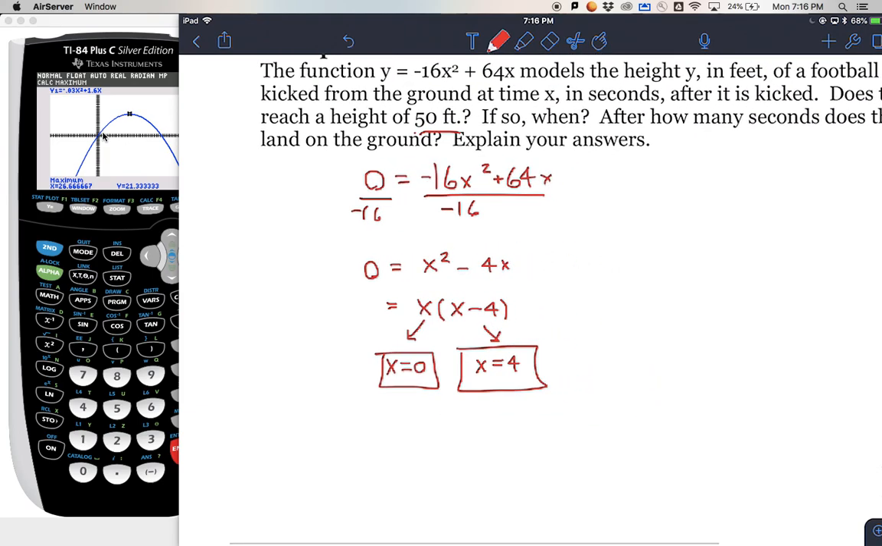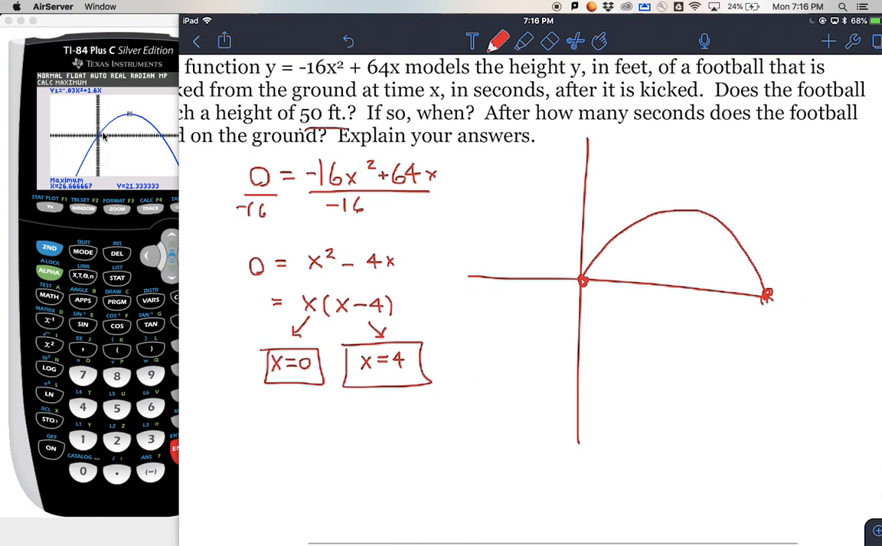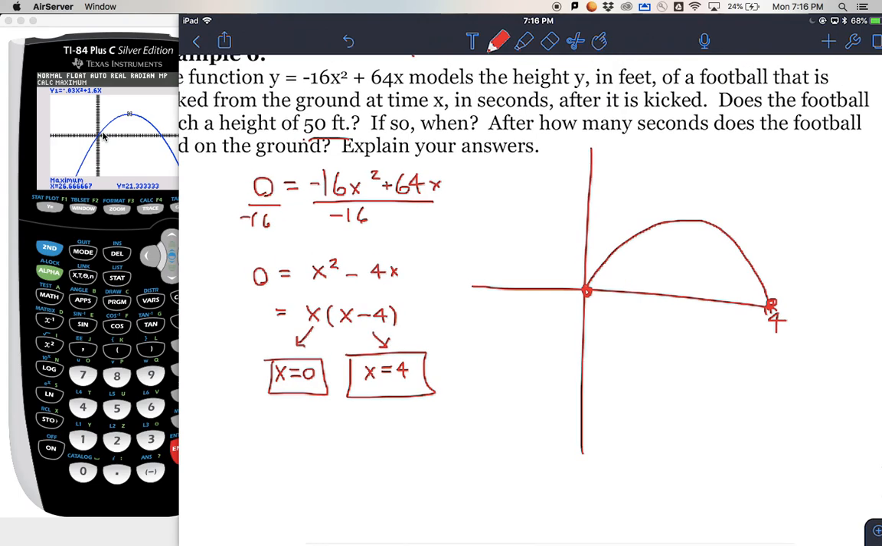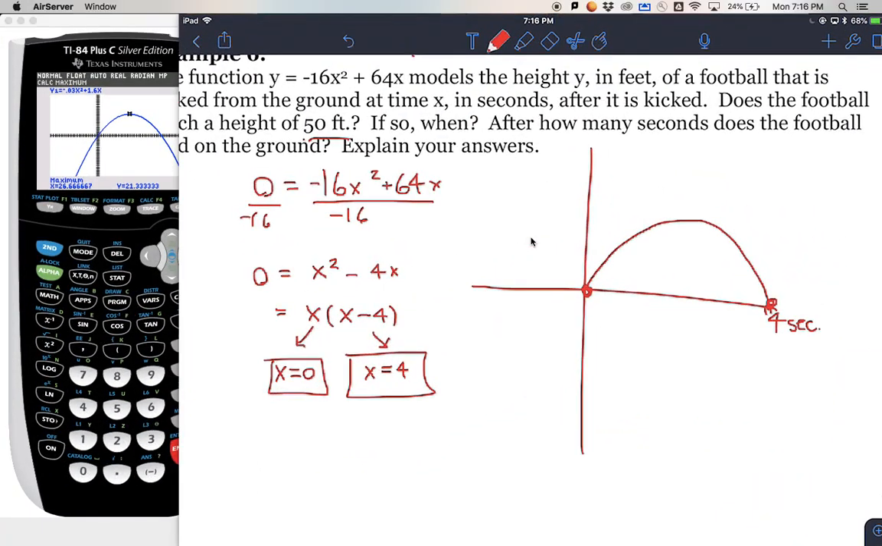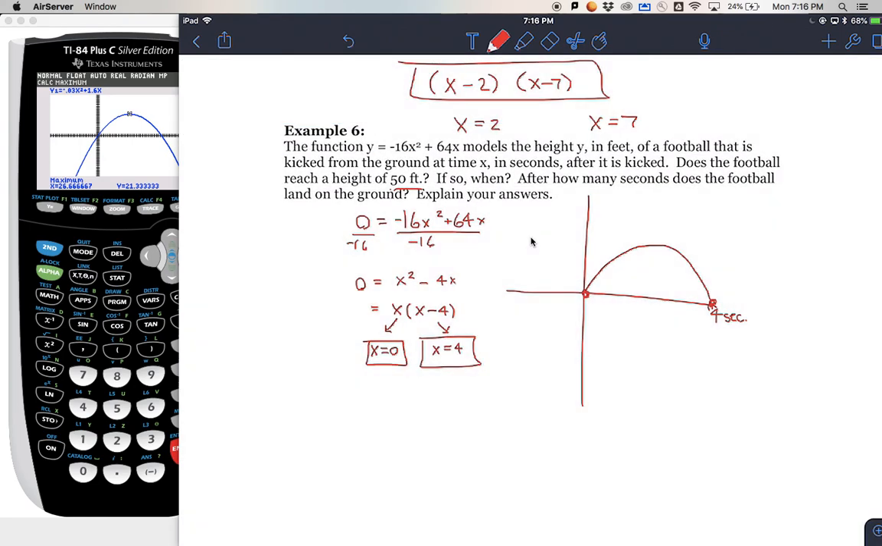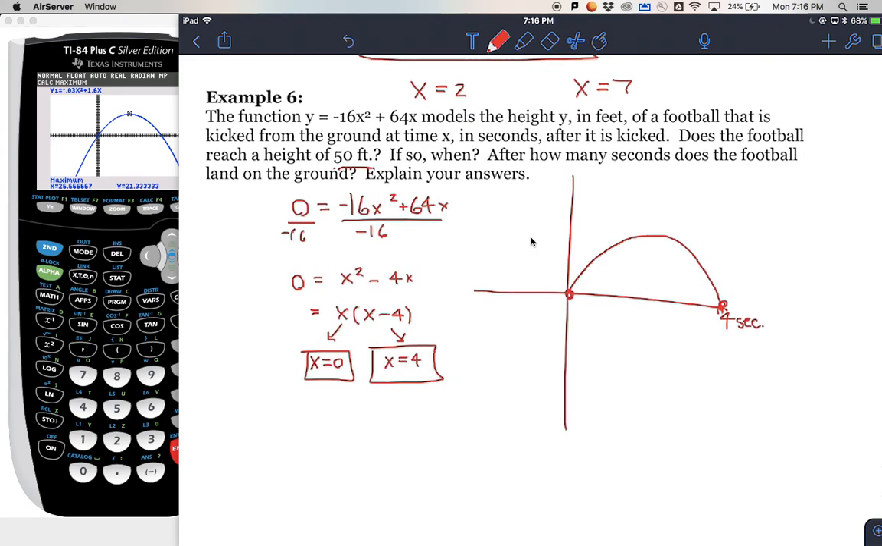Now, if you think about it, x equals 0, that's a logical x-intercept, because that means it's just starting here at the ground. Then it's going to go up, and then it's going to come back down, apparently after 4. And remember, x is in seconds right there, so that means 4 seconds. So that's how you figure out how long it's in the air. Now, guys, you can do all this with a graphing calculator as well. But this one had simple enough numbers where we could do solving with factoring real easy there.